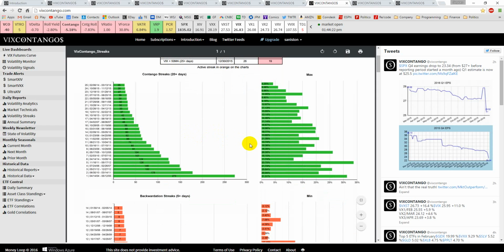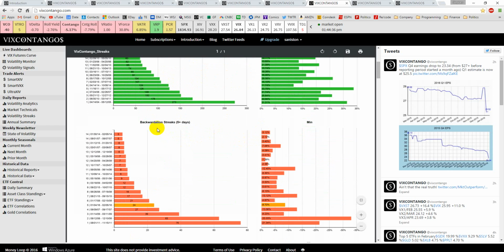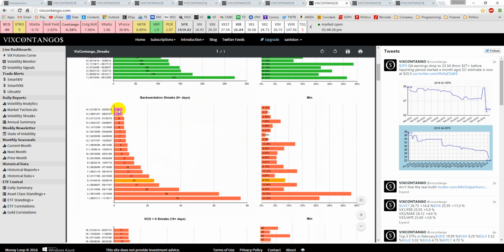Then we get to see charts which show you all of the major streaks above 20 days in this case, and what the max value of the contango was in this case. So this is a contango streak. This is a backwardation streak. Again, this shows you currently we're in a 24-day backwardation streak, and the minimum backwardation value was minus 8.7%.